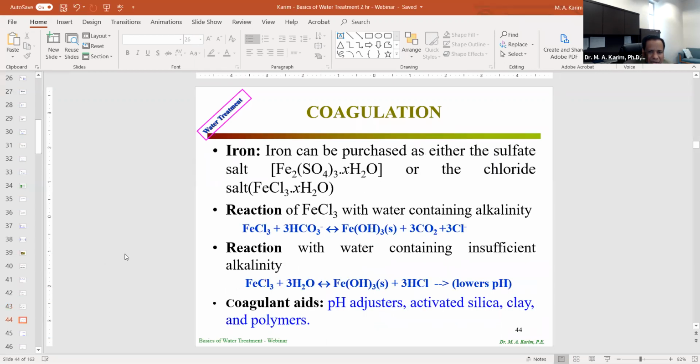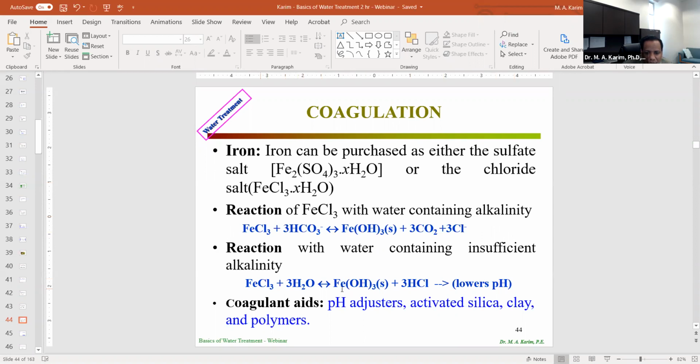So iron is ferric chloride or ferric sulfate. In this case, ferrous sulfate or ferric chloride. I think ferric chloride is the one to use. We don't use ferrous because 2+ is not a great resource to use. 3+ is better. Reaction of ferric chloride with water containing alkalinity: you see that we have alkalinity, then it's creating ferric hydroxide, carbon dioxide, and chloride.